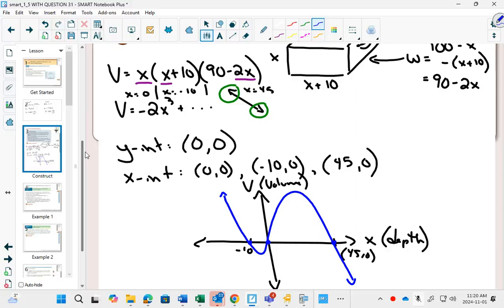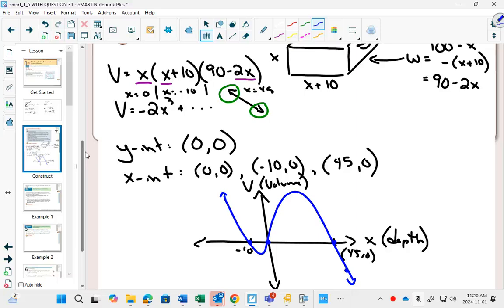But another thing that happens in a real life problem is sometimes parts of it don't make sense. For example, this point right down here. Can you see that the y value, or the volume value, would be negative? Is it possible to have a suitcase with a negative volume? It's like a little tiny black hole. This is where your socks go in and disappear forever. No. Some parts don't make sense.